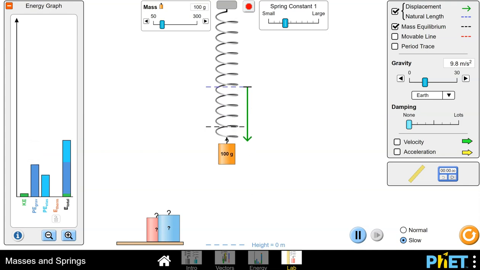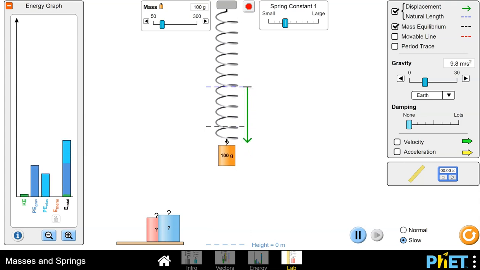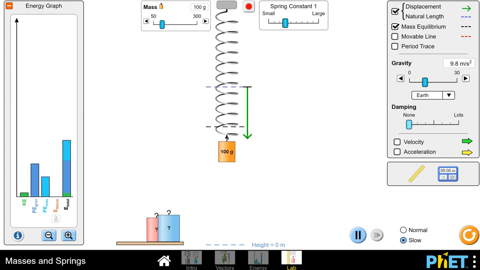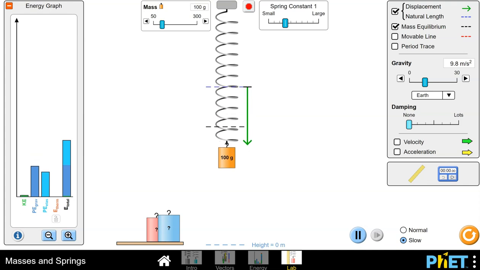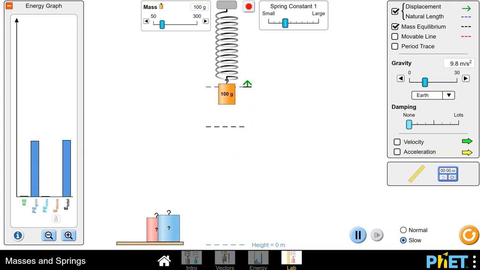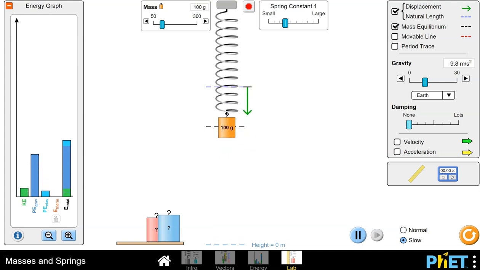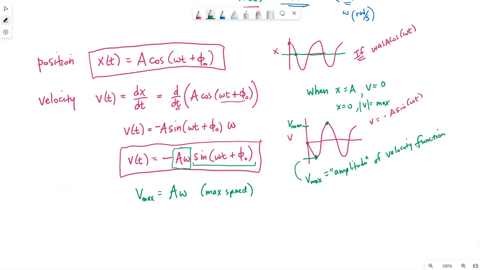So whenever the mass is at its maximum distance from equilibrium, it's turning around. That's the moment it stops for a split second. It's turning around to head in the opposite direction. So when the mass is located at its maximum distance, its amplitude, the speed is 0. And conversely, when the position is 0, the velocity or speed is maximum.